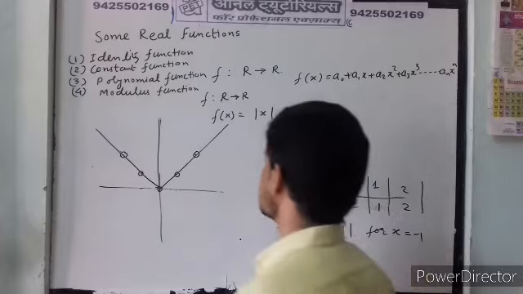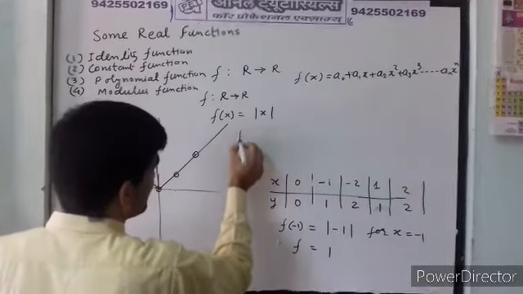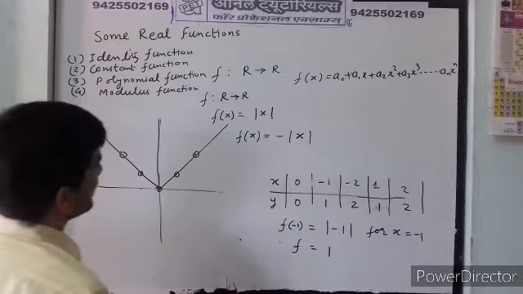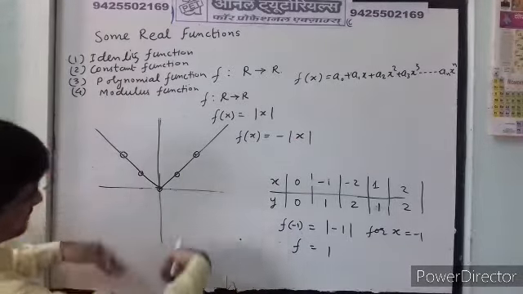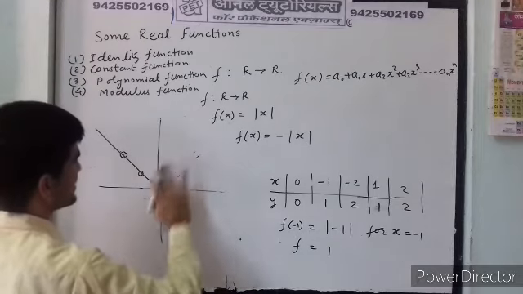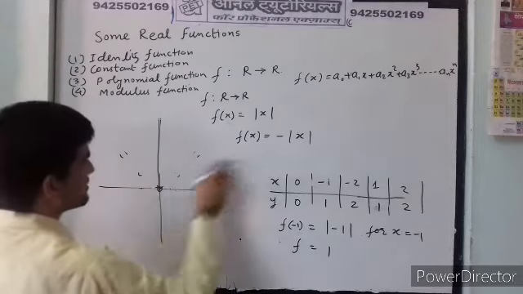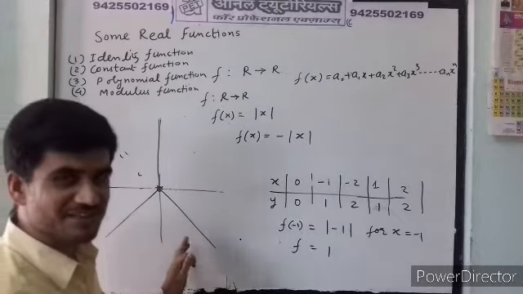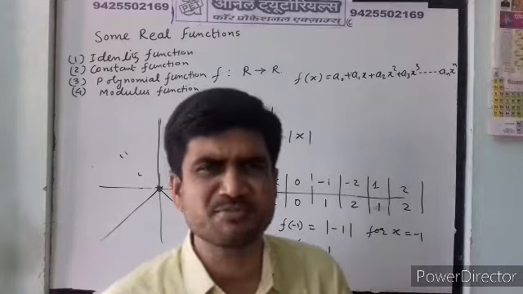Now if the minus sign is put in before this, like this, then this whole graph will be turned downward, meaning negative. Okay, in that case you won't get it like this. In that case all the values will be negative. You will get it like this. Is it clear?